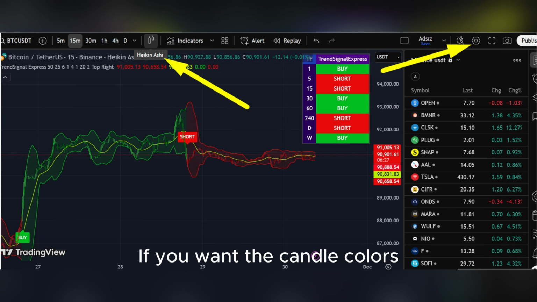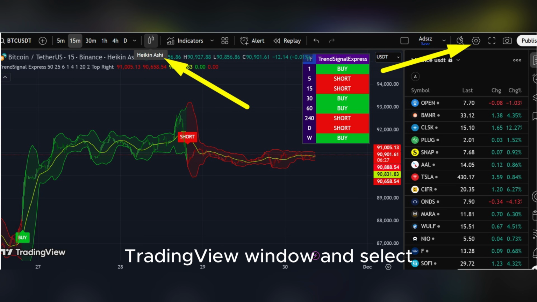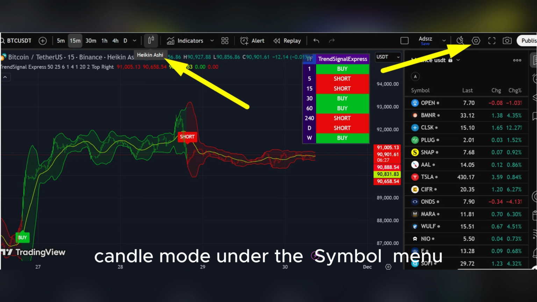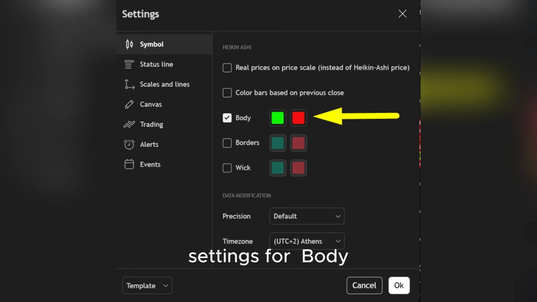If you want the candle colors in this indicator to match the indicator colors exactly, click the settings icon at the top right of the TradingView window and select either the Heikin Ashi mode or the regular candle mode under the symbol menu. Then, in the color settings for body, borders, and wicks, set the exact same colors as in the indicator settings for buy color, green, and short color, red. This way, all candle colors fully adapt to the trend color generated by the indicator, creating a professional, clean, and harmoniously integrated chart appearance. The exact same elegant quality as in my video examples.